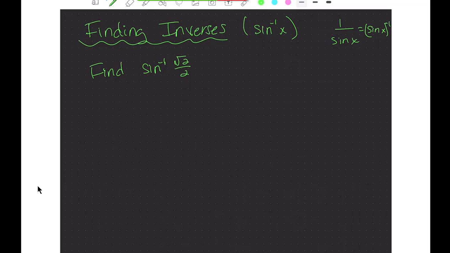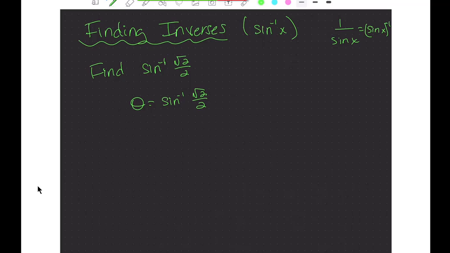So when it comes to this, if we're finding the sine inverse, we're trying to find that theta, what that value is for that radian. So we're going to start off by saying theta equals sine inverse of square root of 2 over 2, because that's what we're trying to find. We're trying to find what theta is.